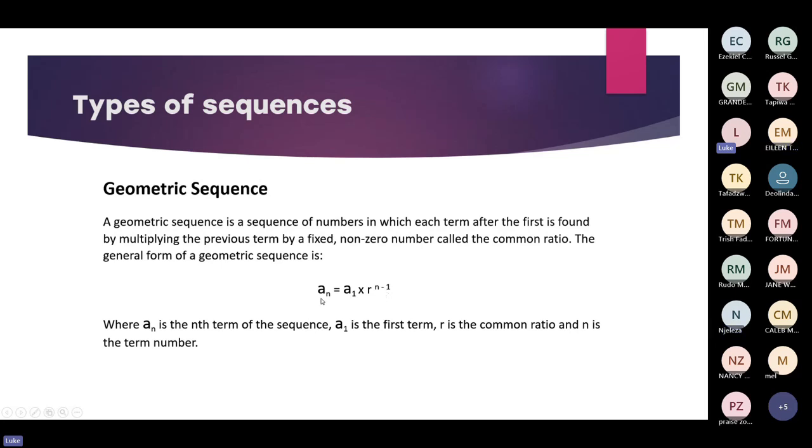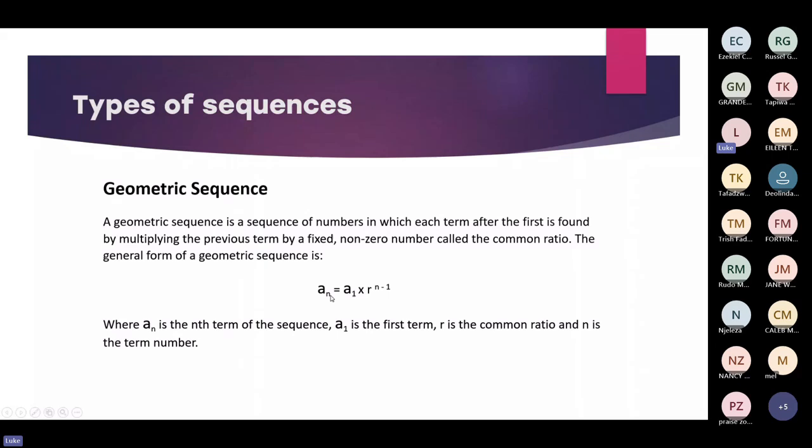Then when we go to 2, our n is going to be 2, so A2 is equal to our A1, which is 3, times our ratio 2 to the power 2 minus 1. So we have 2 minus 1, and our ratio will be 2 to the power 1, which is 2. So we are saying 3 times 2, then we get 6.